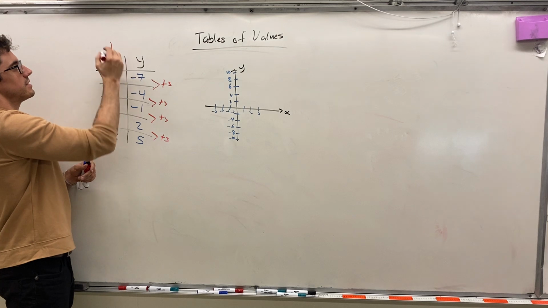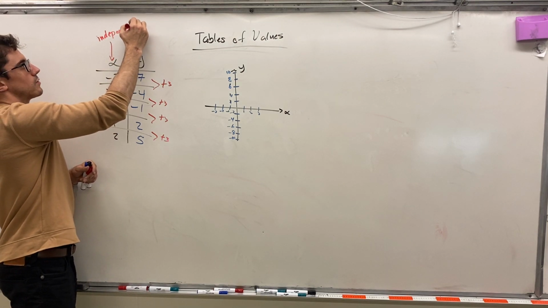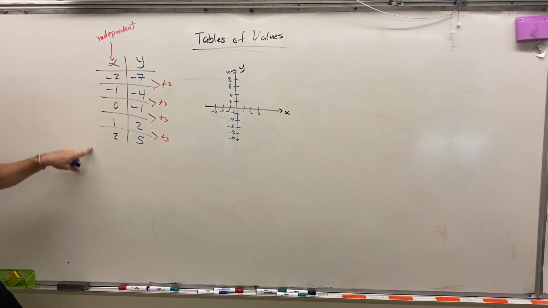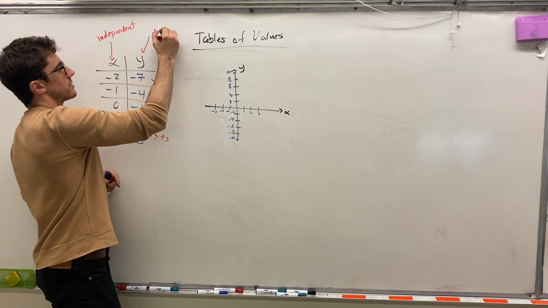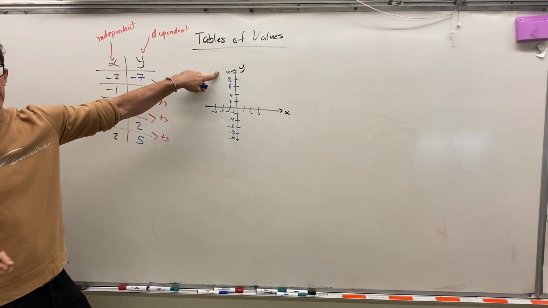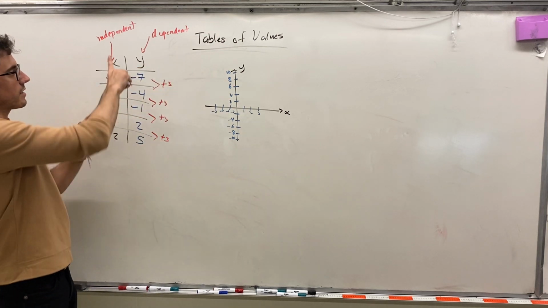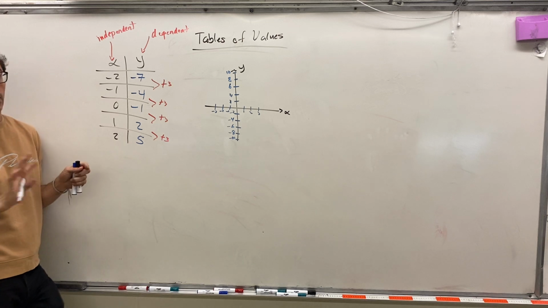Again, x is our independent variable. So x is kind of leading the way. That's why we get to pick whatever x values we want to look at. And then y is our dependent variable. Okay? Y, the dependent variable, is always on the vertical axis, and likewise the independent variable x is always on the horizontal axis. Okay? Always.